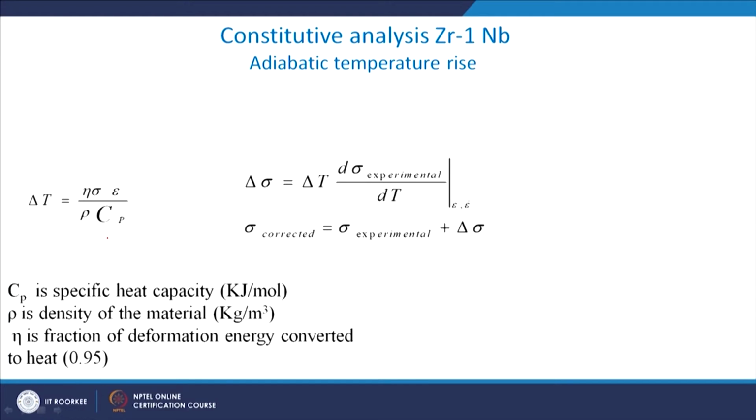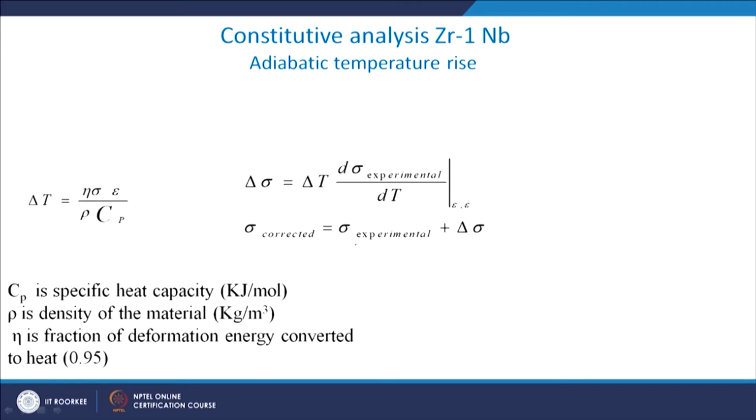So, the delta sigma can be calculated from the slope of variation of stress as a function of temperature, that is d sigma by dT, multiplied by delta T. So, you can do a correction to the flow stress.